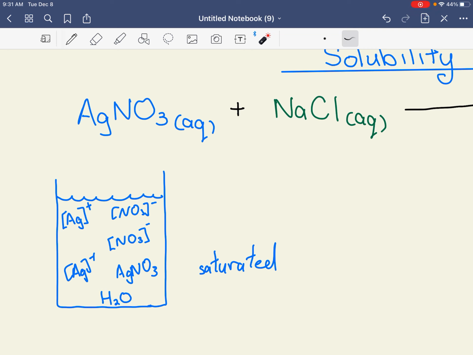Okay, so make sure you know the difference between unsaturated and saturated. So it was unsaturated, like right here. Okay, this was unsaturated because your solution is able to dissolve more AgNO3. But once it doesn't dissolve anymore, we call this saturation. Hopefully, this is something that you understand.